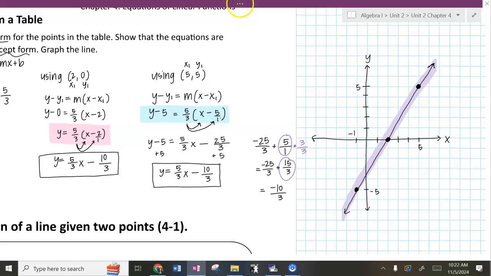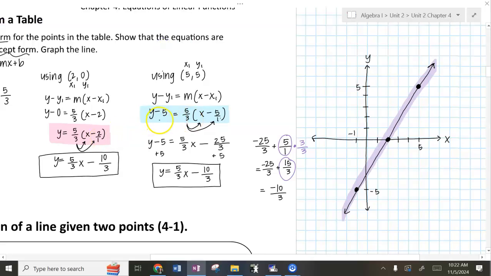So what I want you to know from this is that two equations can look different in slope-intercept form. They can look different in point-slope form, but they're the same when you put them in slope-intercept form.